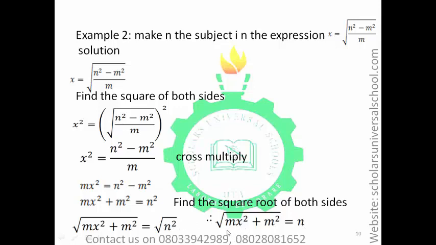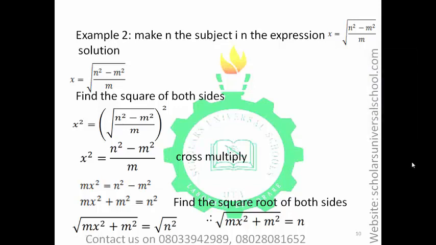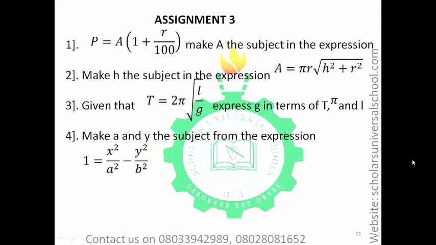If you want to simplify further, you can try as much as possible to factorize this by bringing out this m. At the end of the day, we have m open bracket s square plus m close bracket, all under the square root, is equal to n. So I think with this we can still move on to our assignment.